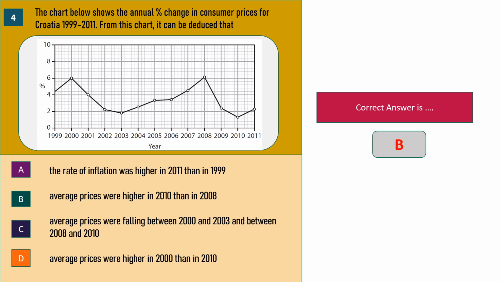Why option B is correct: you can see that the percentage change in CPI is positive throughout the years. That means every year prices are increasing. So in 2010 the price will be higher than in 2008, because each year the percentage change in prices is positive. That's why.